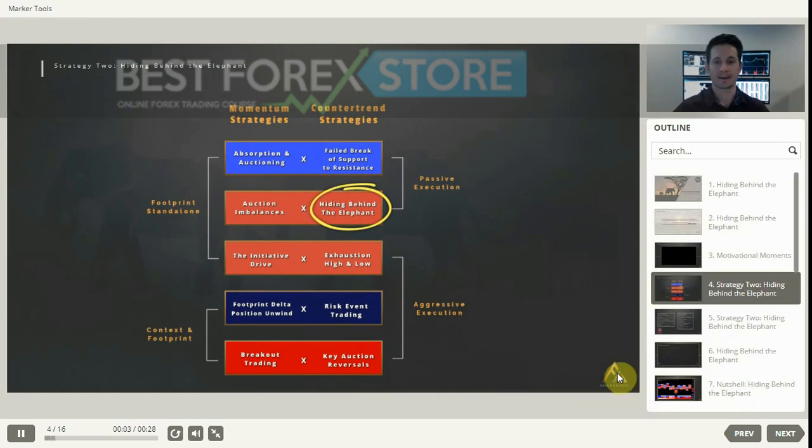So the strategy, hiding behind the elephant, as you can see per the grid, is a counter-trend strategy. So we are going against the flow. It is a footprint standalone strategy, so you don't require any other tools to execute it. And it is obviously a passive style of execution. So again, we're not going to be aggressive. Rather, we're going to let the market come to us.